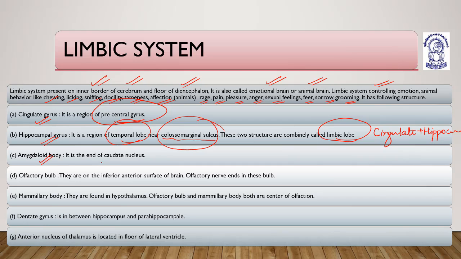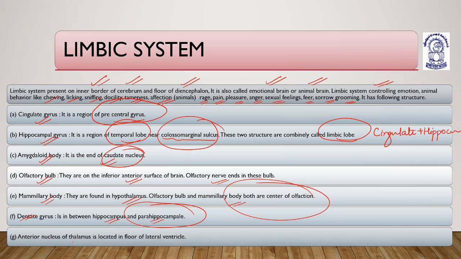Amygdala or amygdaloid body, it is the end of caudate nucleus as we have discussed in the previous slide. Olfactory bulb, it is the posterior part of the olfactory lobe. These are on the inferior anterior surface of the brain. Olfactory nerve ends in these bulbs. Mammillary body, they are found in hypothalamus. Olfactory bulb and mammillary body are both centers for olfaction. Dentate gyrus, it is in between hippocampus and parahippocampus.